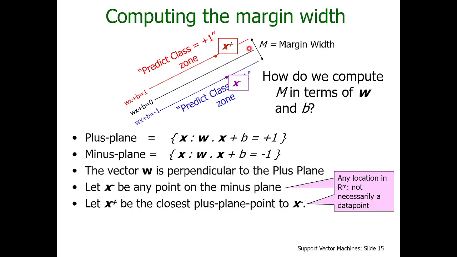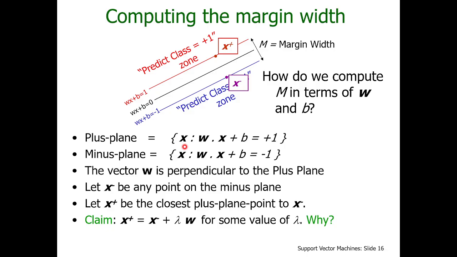So here you can calculate these values, plus plane, minus plane, and based on that you can get the vector w which is perpendicular to your plus plane, and you will try to calculate the values even for x plus and x minus, okay. So when you are getting the values for this x plus and x minus, based on that you can claim this x plus is equal to x minus plus lambda into w for the same value of lambda, okay.